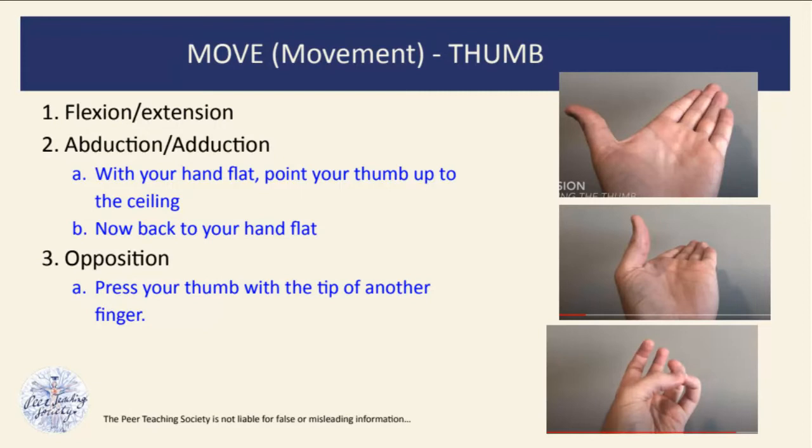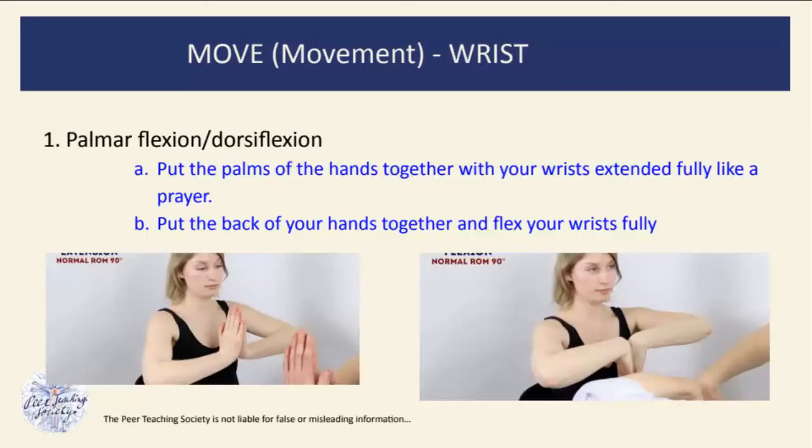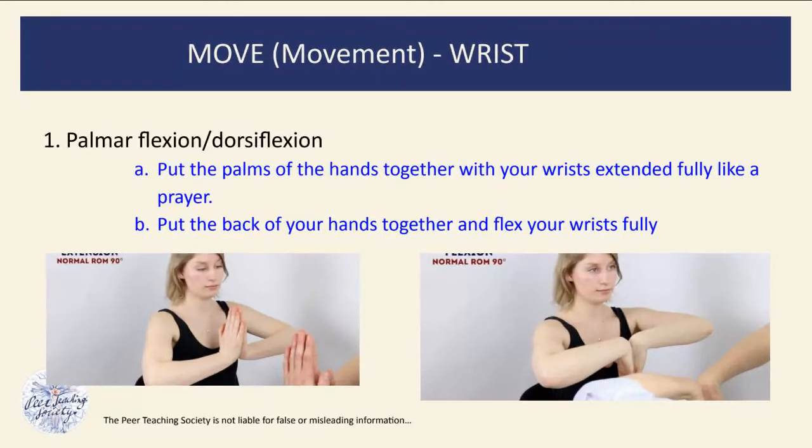Brilliant. Now onto our wrist. It's a very simple one. Go into the prayer position. Try and fully flex your wrists to basically 90 degrees, or as much as the patient can. And then the opposite version of that, which is put the back of your hands together. So we've done fingers, we've done your thumb, we've done your wrist.